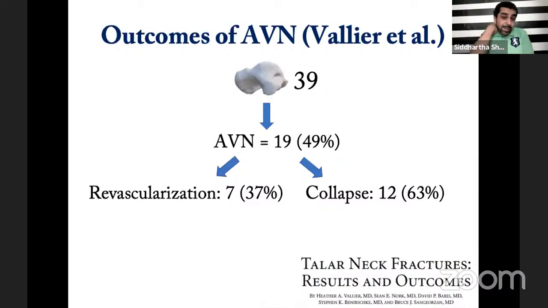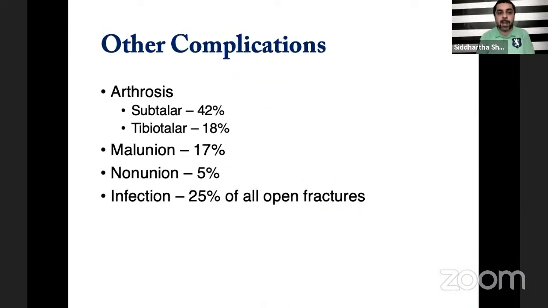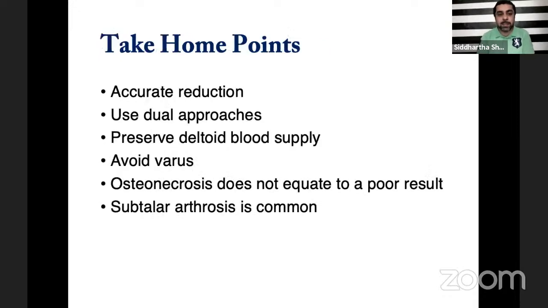So gentlemen, again, very important, even if you have an AVN, you put the patient on partial weight bearing, wait and watch, and many of these cases will revascularize. Even if they collapse, if the central part or the central dome doesn't collapse, the patient may not have really a very bad outcome. The other important complication, which is very common, like I've showed you in one of my cases, is subtalar arthrosis. Malunion is up to 17%, and this usually comes from lack of experience and lack of understanding of the fracture patterns. Nonunion is seen in smokers and high-risk diabetic patients, and infection, although rare, is more commonly seen in open fractures.